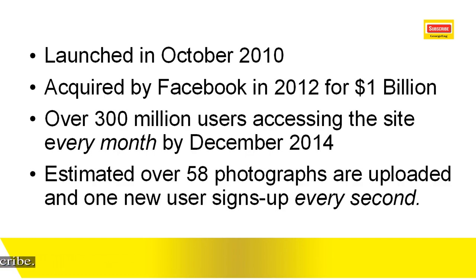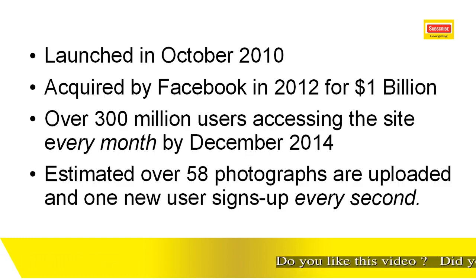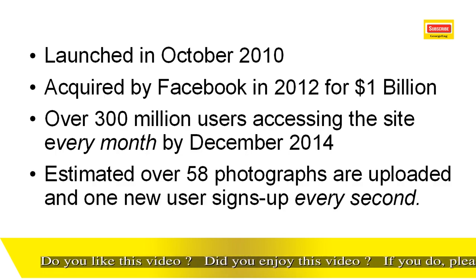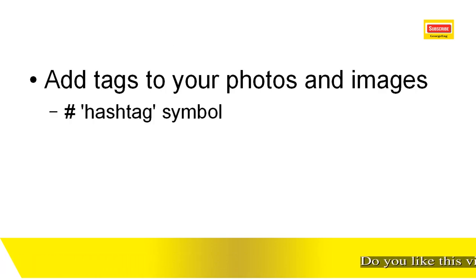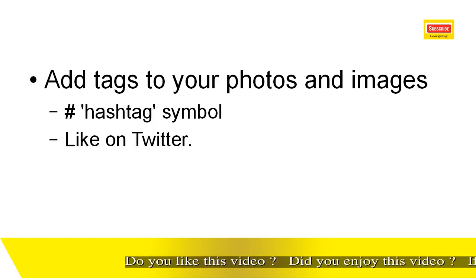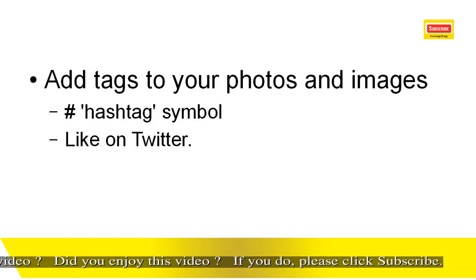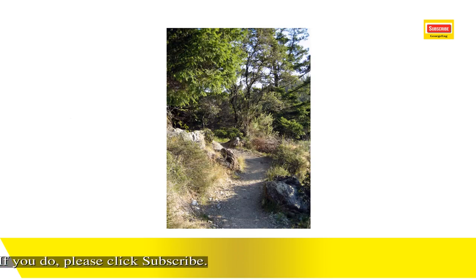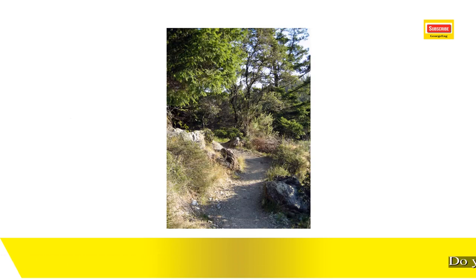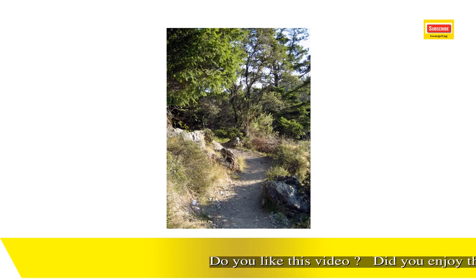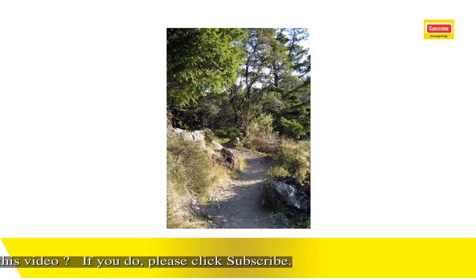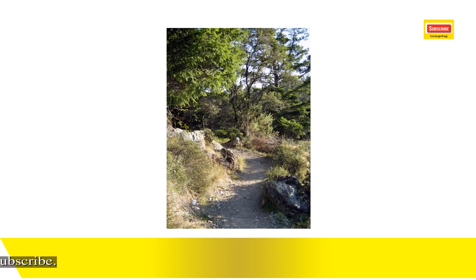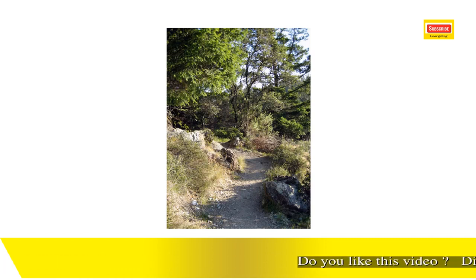So you can see that it is a rapidly growing site and one that you can use to reach a massive audience. And you can add tags to your photos and images. Like I was saying earlier, you can use the hashtag symbol, and it works in a similar way to hashtags on Twitter. So, for example, if you were to take this photo and upload it to Instagram, you could have the hashtag hiking trail, hashtag Mount Tamalpais, and hashtag tired.